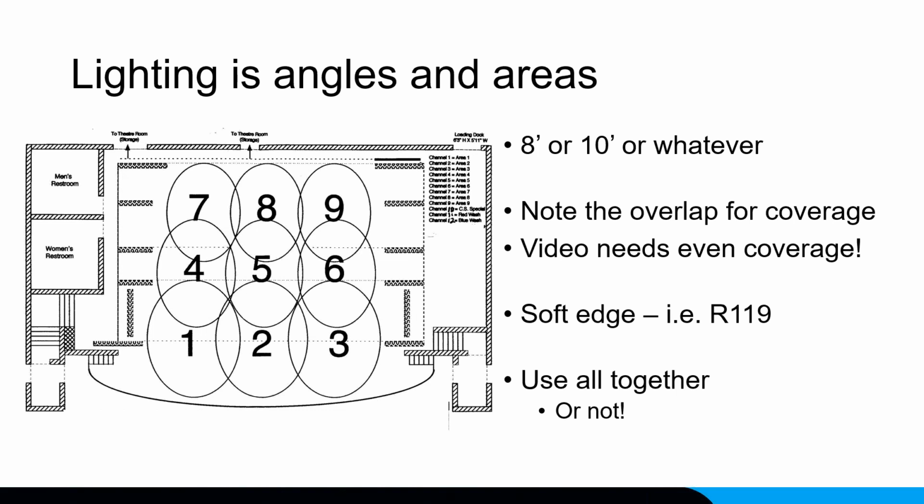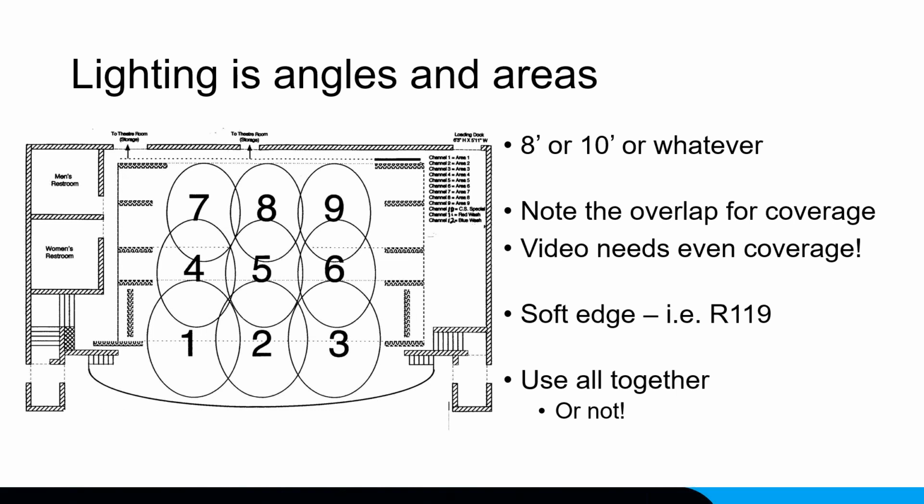Note that all these circles overlap. It's important for all these lights to blend together. If you have 5 circles across the stage, or 3 circles, people will walk in and out of darkness. It's important that you build these areas to overlap.